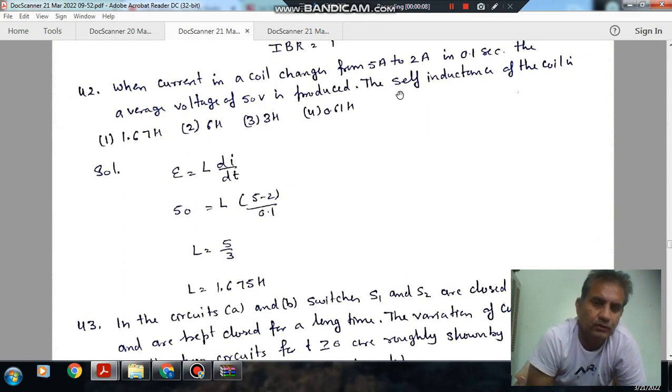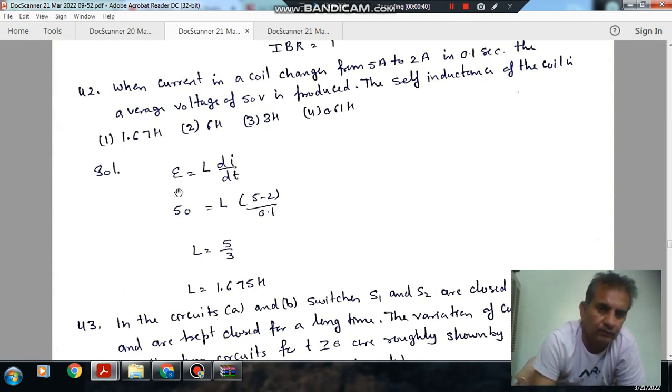Question number 42: when current in a coil changes from 5 ampere to 2 ampere in 0.1 second, an average voltage of 50 volt is produced. The self inductance of the coil is: option 1, 1.67 Henry; option 2, 6 Henry; option 3, 3 Henry; option 4, 0.61 Henry.